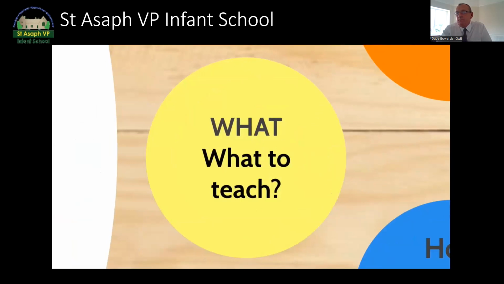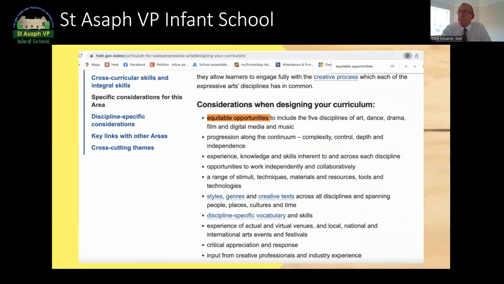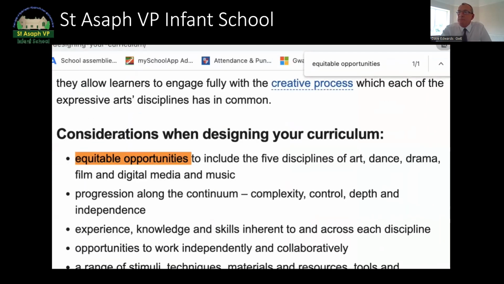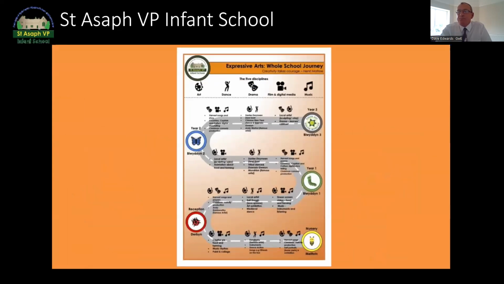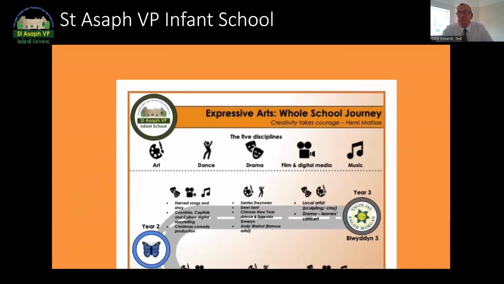As outlined in the Expressive Arts Guidance on Hub, we wanted to provide the children with equitable opportunities to explore the 5 disciplines of art, dance, drama, film and digital media, and music, and we've therefore included these as vehicles on our expressive arts roadmap. This also forms part of our long-term planning.